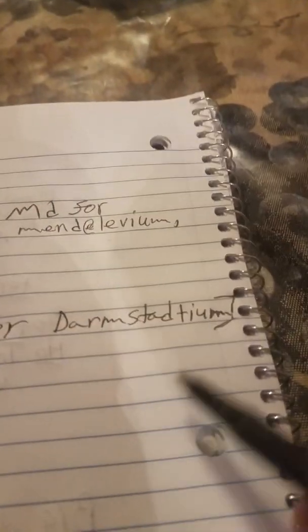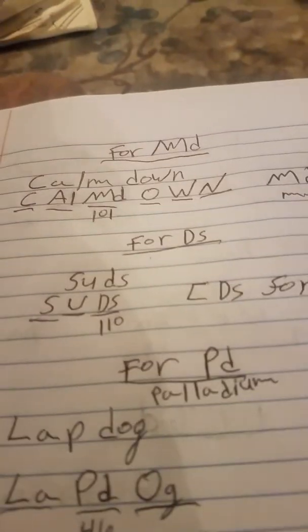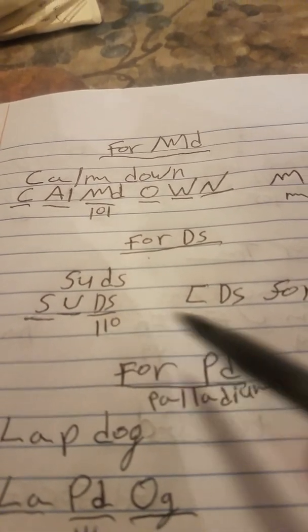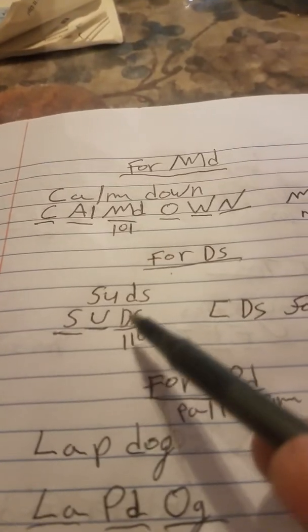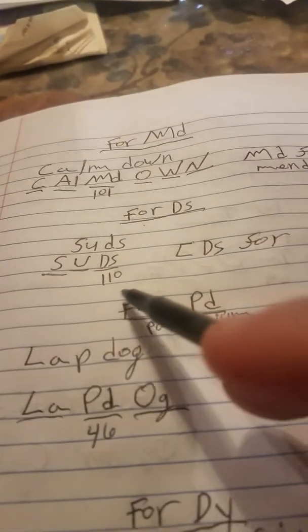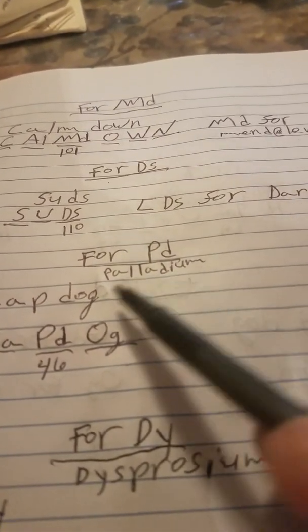Then we got capital DS for Darmstadtium. Okay? And that's 110 atomic number. And the chemical symbol for Darmstadtium is capital D and a small s. The word for that is Suds, like soap suds. Then we got capital PD, the chemical symbol for Palladium.